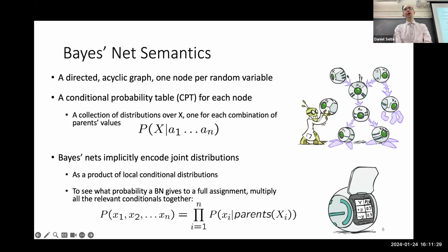What that means is for each node here, it has a collection of distributions over X, one for each combination of the parent values. So that's probability of X given some assignment to the parent values. A1 all the way to AN are explicit assignments to the values of the parents. If the parents are all discrete random variables, you would say random variable A1 is equal to lowercase a1, random variable AN is equal to lowercase an, and so on. And X here we keep as capital because it's a random variable that could take on different values. So this whole expression refers to a table with the number of rows equal to the number of values that X can take on.